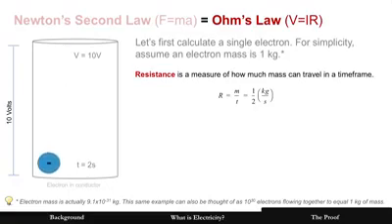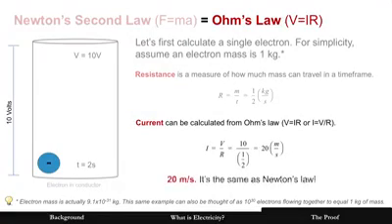And that electron traveling now in a wire has resistance, and resistance again is a measure of how much mass can travel in a time frame. So for the mass of the electron, which was simplified to 1 kilogram, it traveled 2 seconds. Therefore, the resistance is 1/2.